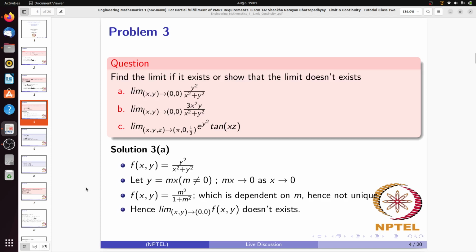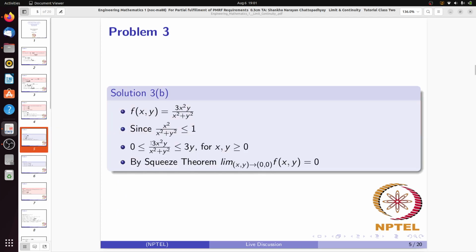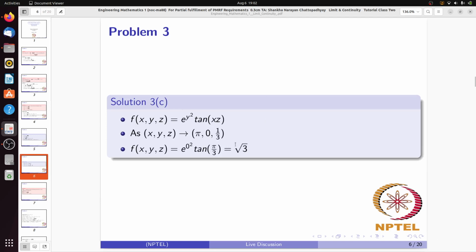Then go to question number B. In question B also we have used one implementation of the idea. Here we have taken xy greater than or equal to 0. Similarly you can prove for xy less than or equal to 0. The proof is the same, but we have directly used the squeeze theorem. Here it is a function of 3 variables.